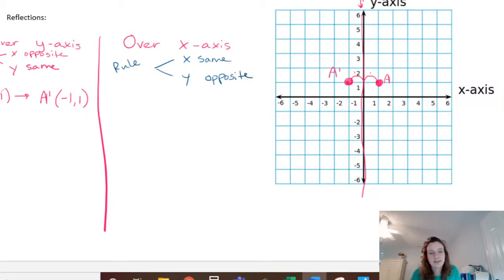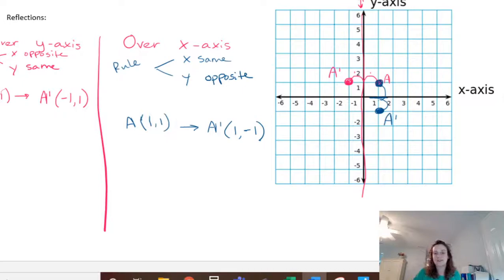So if I take that same point, A, which is at 1, 1, now I want to reflect it over the x-axis here. He's 1 unit away from the x-axis, so that means I need to go 1 unit past. And here's my new A prime. And notice this A prime, my x value is still going to be 1, but now my y value, I have to go down instead of up, so this is -1. So the x value stayed the same, and the y value is the opposite.